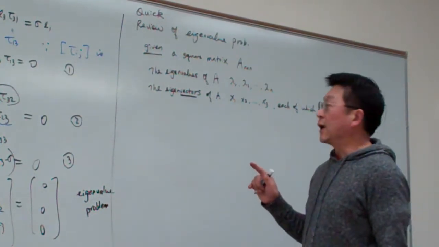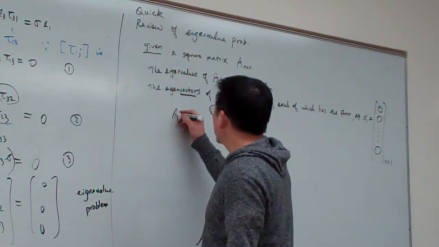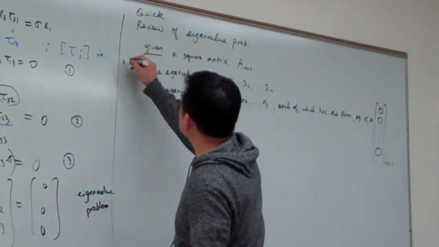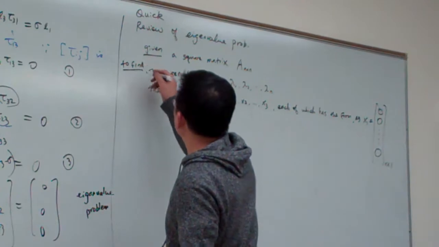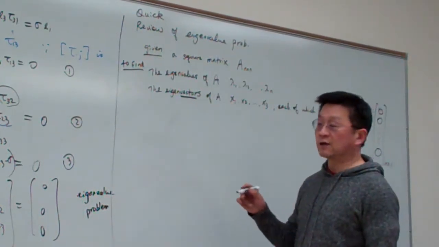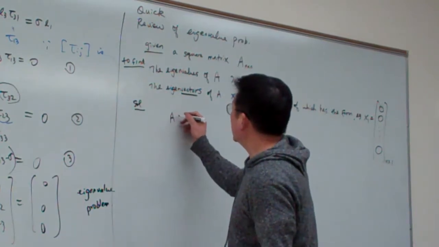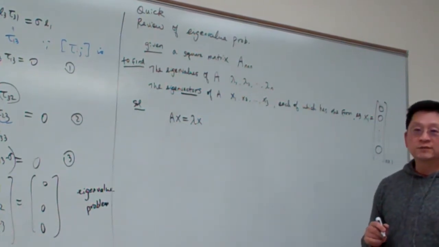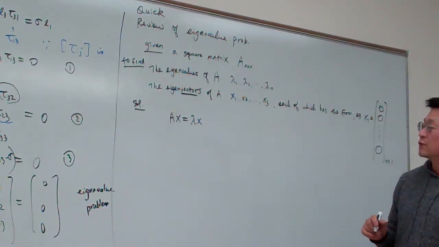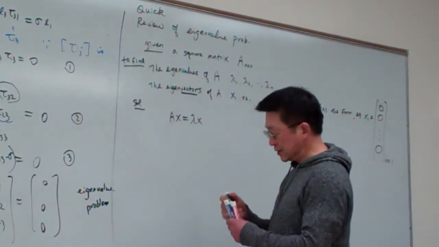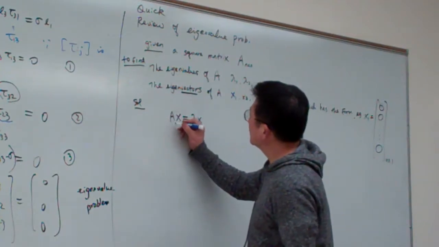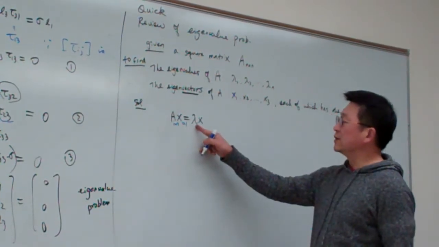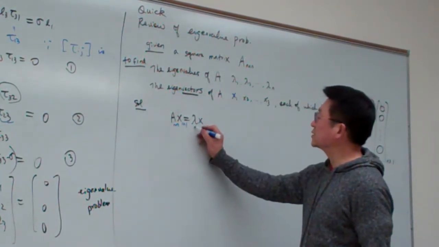The eigenvalue problem is this. We are given A, and we're going to find the eigenvalues and eigenvectors by solving Ax equal to lambda x. By solving this equation. A has the dimensions n by n, and x has a dimension n by 1, and lambda is a scalar.